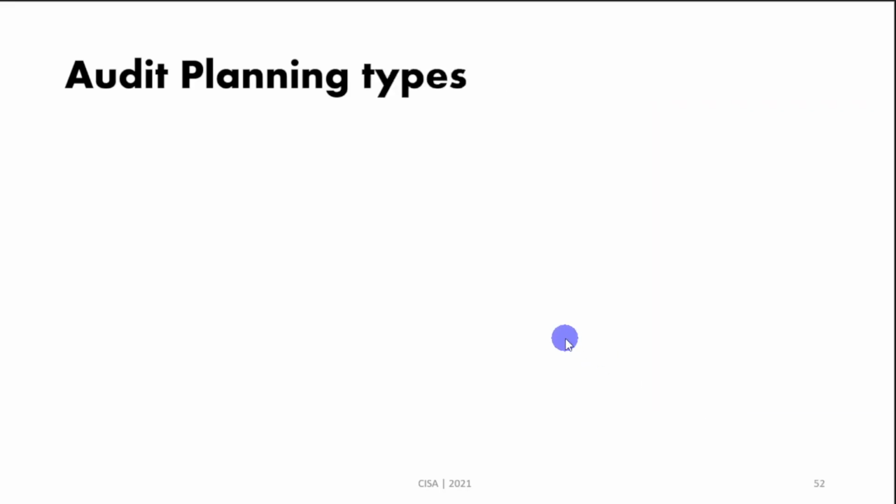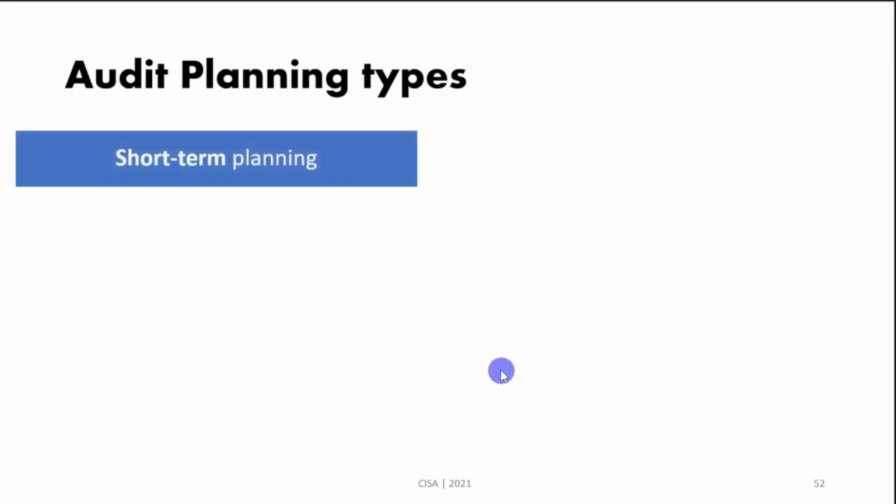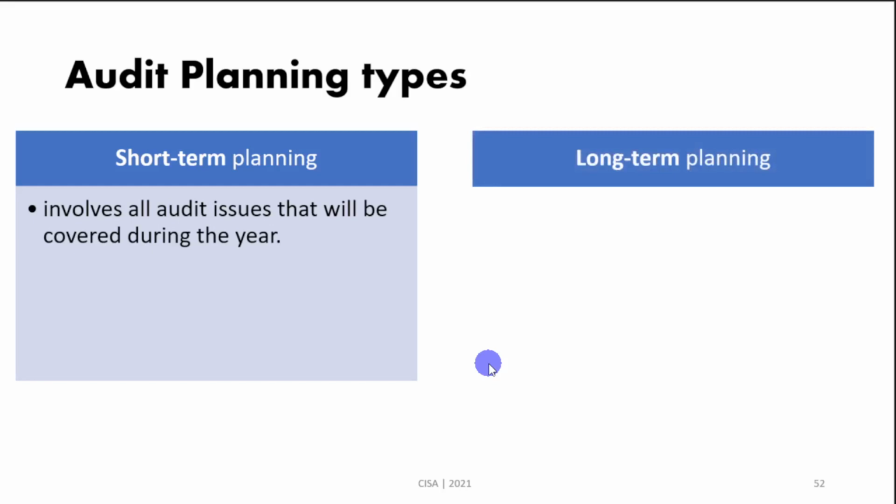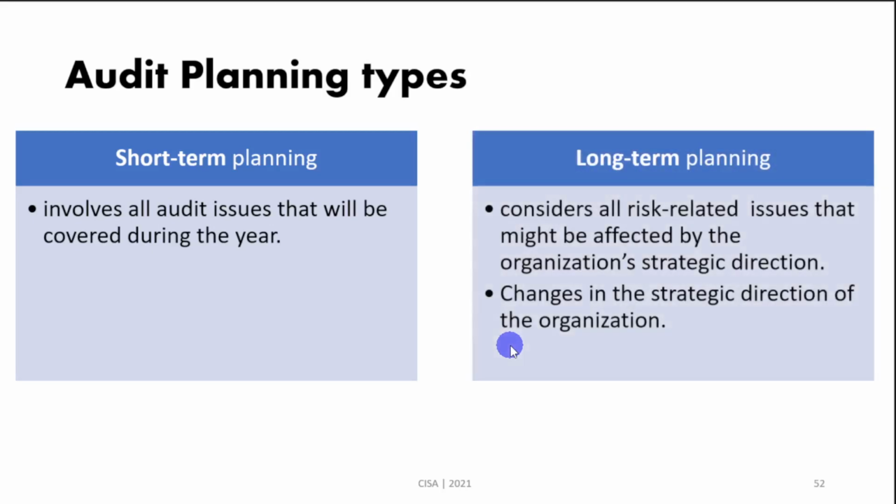We have two types of audit planning. The first one is short-term planning, and short-term planning includes the audit issues that will be covered during the year. And we have long-term planning, and long-term planning considers all risk-related issues that may affect the organizational strategic direction. And we do the long-term planning by assessing the possible changes in the strategic direction of the organization. So short-term planning is mainly about the year that we are currently in, and long-term planning is considering the strategic direction of the organization and all risks that may arise during the change in organizational strategic direction.